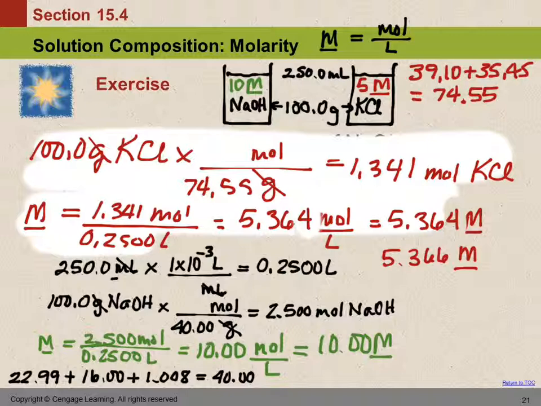And that's because I didn't round as I was going along. If you did round, then you come up with 5.364. So what might be possible answers on the test?